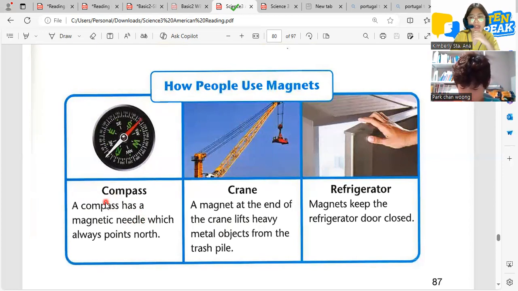Now, can you please read this part for me? Compass. A compass has a magnetic needle which always points north. Yes, that's the magic inside a compass. That's why it always points to the northern part. Okay, so they use a magnet to fix it. It's fixed down there. What's that? Ooh. I think that's really necessary when you go on field trips or camping.